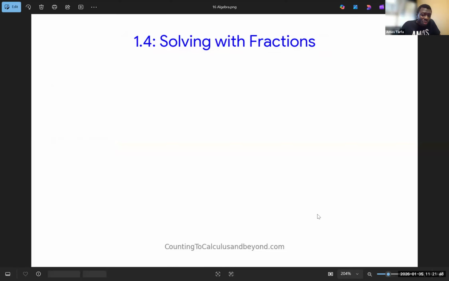Solving with fractions. This is where some students begin to struggle with dealing with equations because they're doing two things now. They're not just dealing with equations, they're dealing with fractions. And fractions are not necessarily everybody's friend. Some people love them, but a lot of people don't. We need to change that.